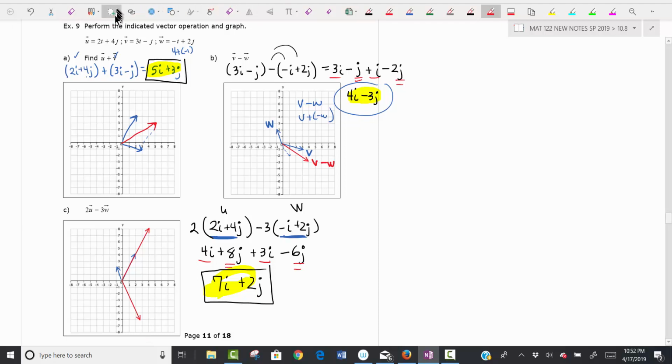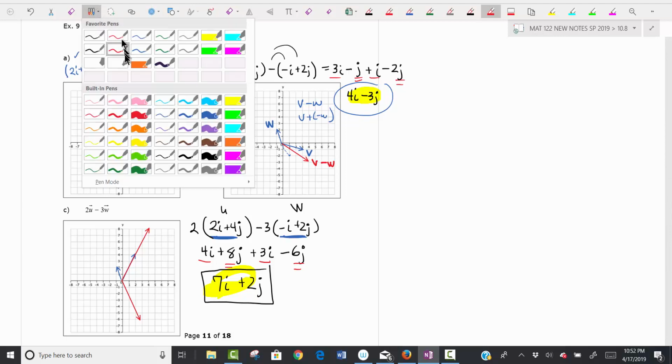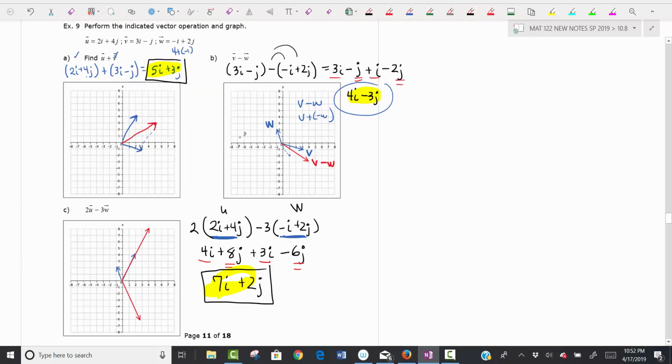Now what we're going to do is the resultant. So I'll pick a different color and do the resultant then. Okay, so we go over 7, up 2. All right, and that's pretty logical. Right in the middle. That resultant of those two vectors is right in the middle like that.